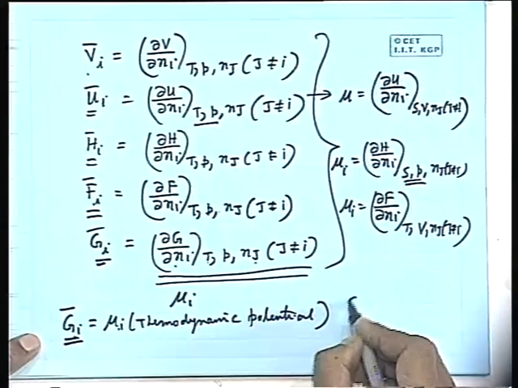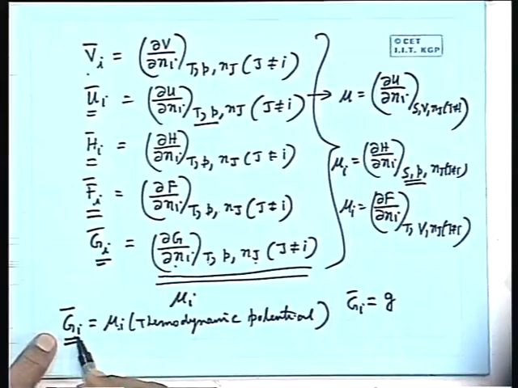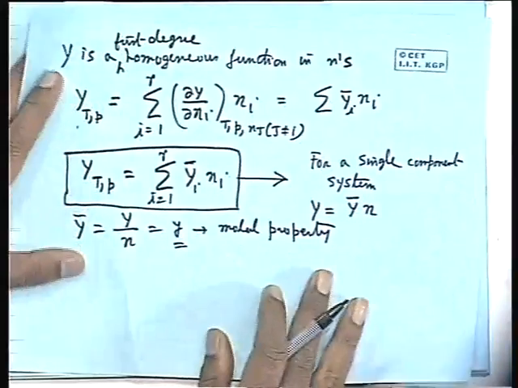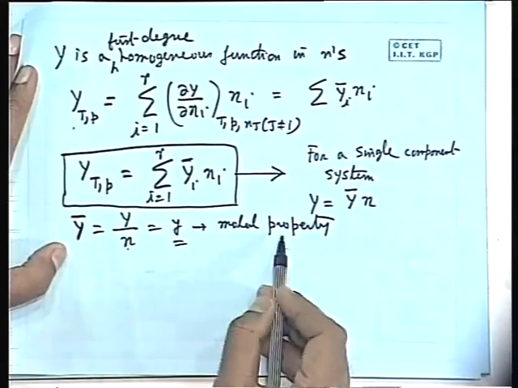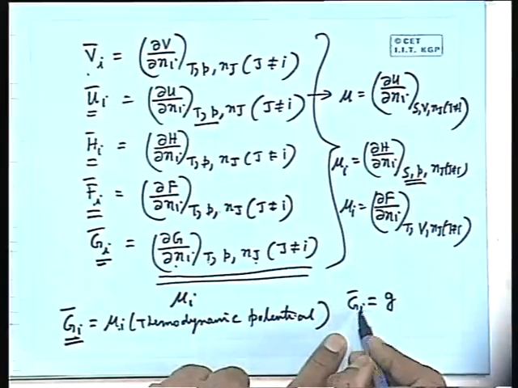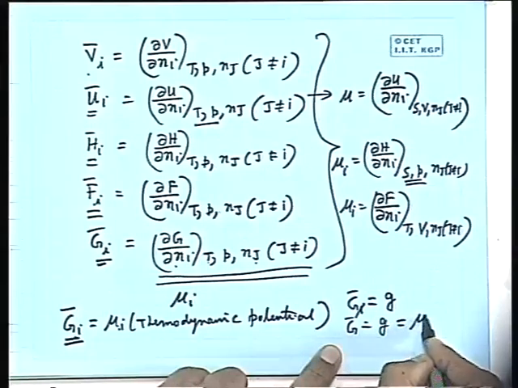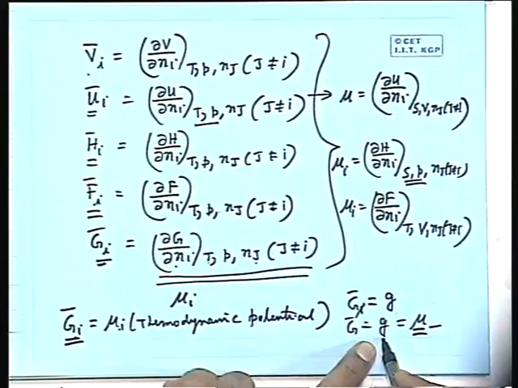For a single component system, we know Gi bar is nothing but the molar Gibbs function, as we have already seen in this class. We have seen that Y bar, the partial molar property, becomes for a single component the molar property. So for a single component, G bar is the molar Gibbs function, and that becomes equal to the chemical potential. Therefore, for a single component system, the chemical potential equals the molar Gibbs function.